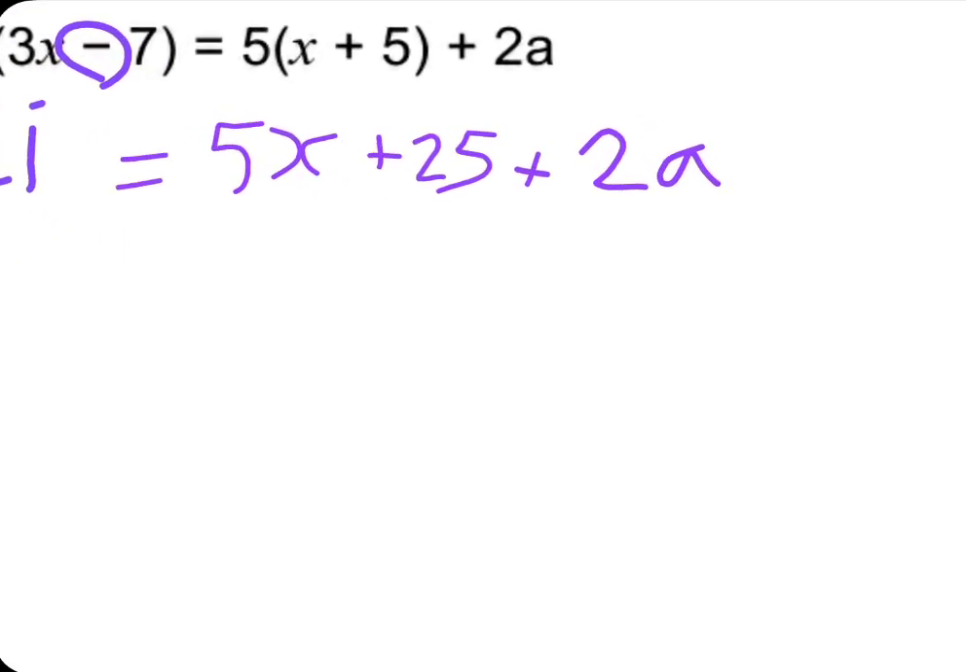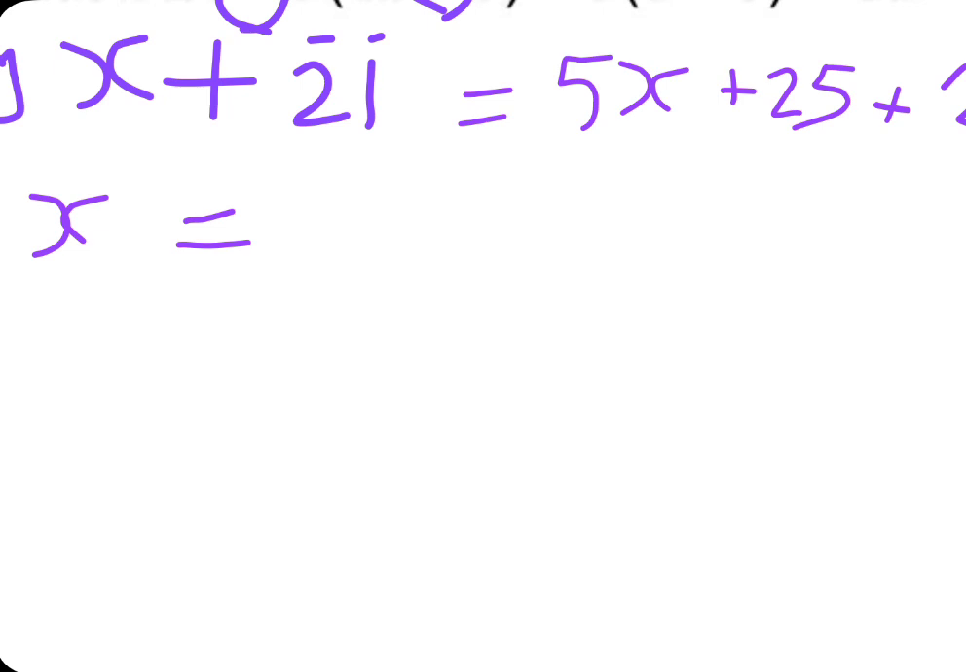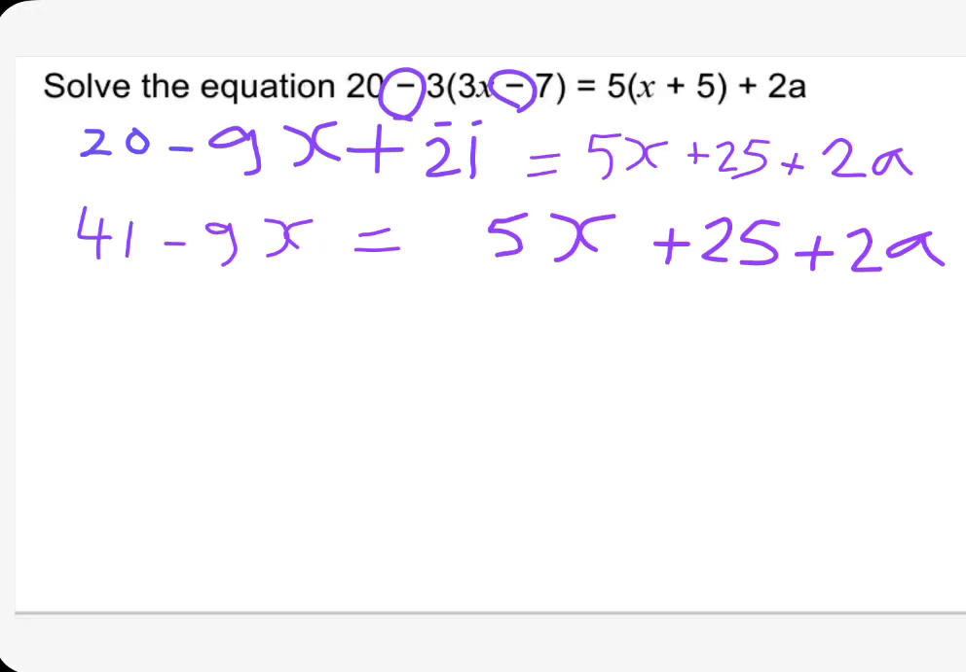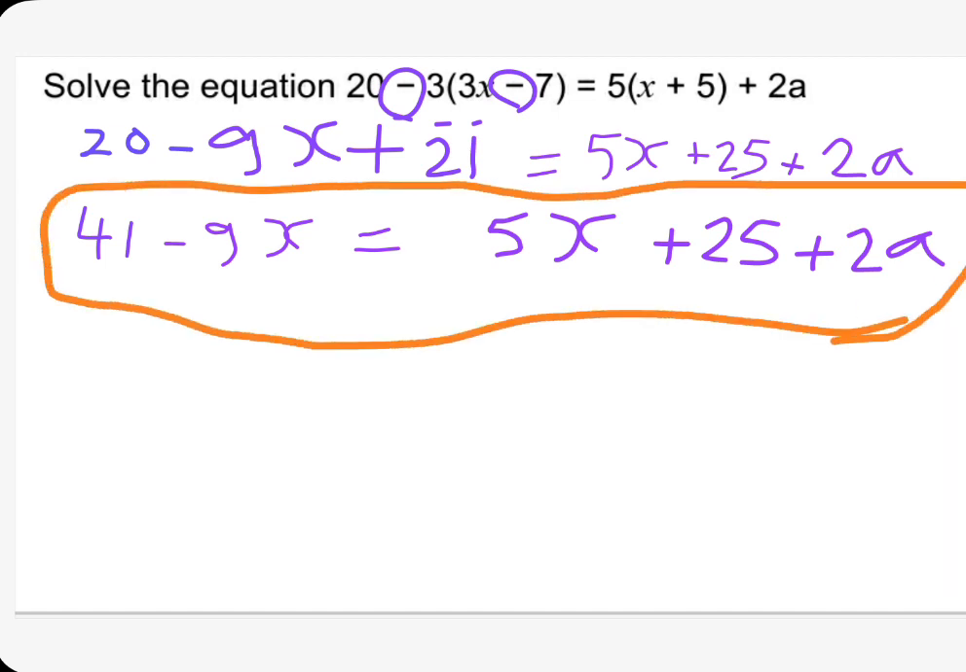Now, let's work out things together. Now, we have 5x, 2a, and 25. Can we solve them together? We can't. So we leave them as they are. So we write them here next to this one. 5x plus 25 plus 2a here. And then we use them with this side. Now we have two sides of the equation.